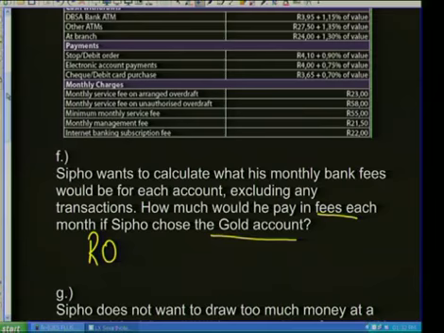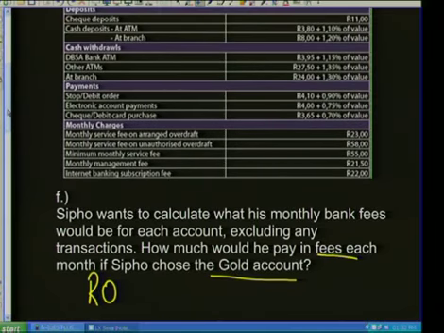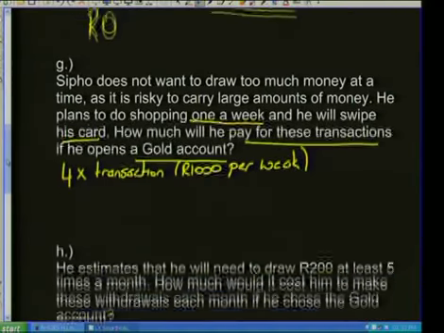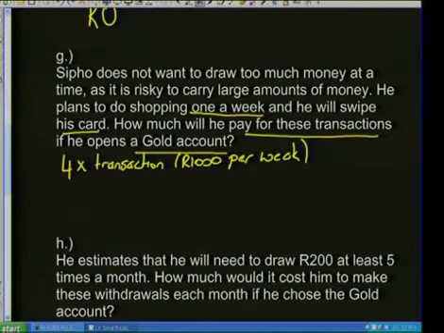So we now need to find how much this is going to cost. We are doing a check or debit card purchase. That's what we're dealing with, and it is R3.65 plus 0.70% of the value. So let's write that out. So it was R3.65 plus 0.70% of the value.